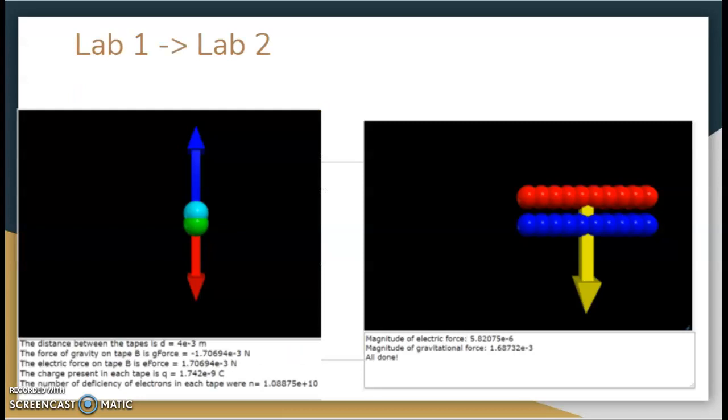So the difference between lab 1 and lab 2, as you can see, is that if we input our numbers from lab 1 into lab 2, the model is not in equilibrium. As you can tell, the magnitude of the gravitational force is much greater than the magnitude of the electric force. So in the next few slides of coding, we'll take a look at how we can fix that.